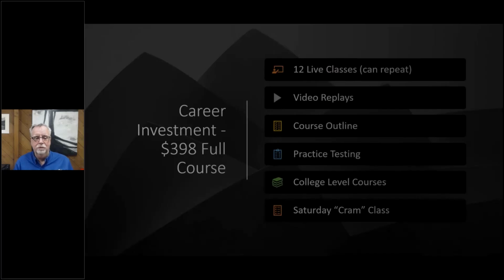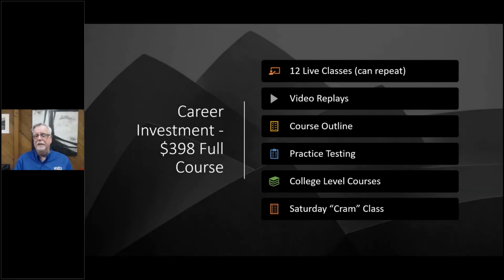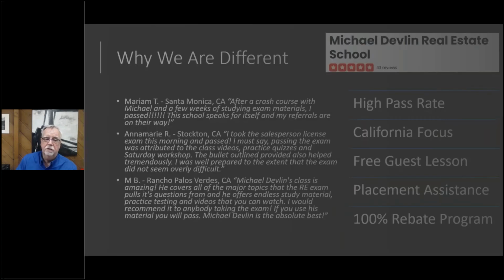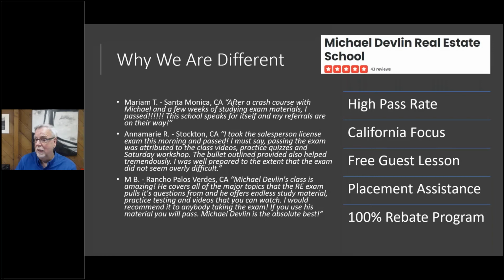Independent modules. Now, your investment in the whole program is $398. That includes the 12 live classes, which you can repeat, the video replays, the course outline, a practice testing program, the college level courses, and a Saturday cram class before you go take the exam. All of that's included.